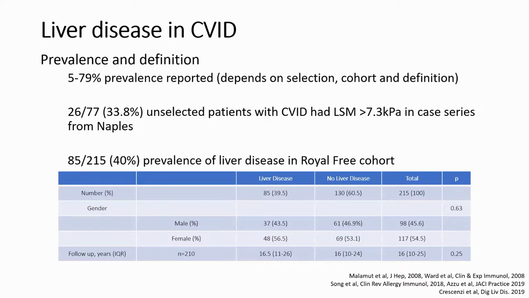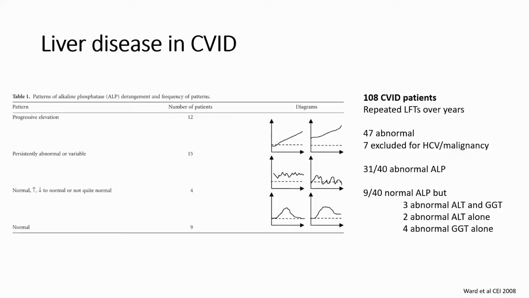And there was another nice Italian study that came out a couple of years ago where they used FibroScan as a screening tool, and they showed in an unselected cohort, at least a third had abnormal FibroScan levels, liver stiffness measurement of over 7.3. So again, it seems to be at least in the 30 to 40% of CVID patients will develop some form of liver disease.